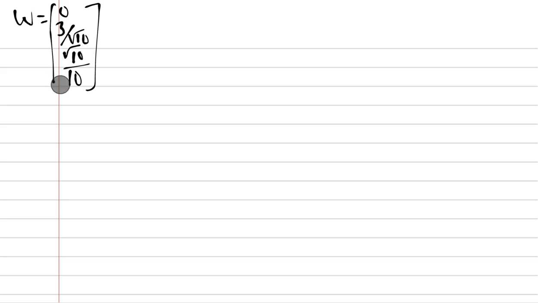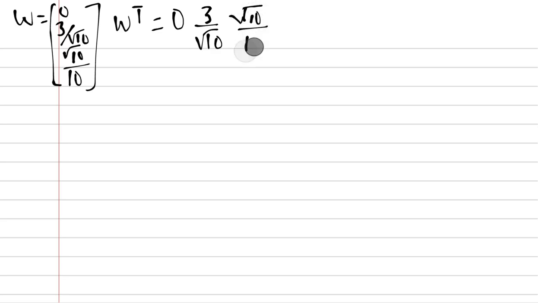Then what will now be the transpose? The transpose will now be 0. Are you seeing that? 0. Then 3 over root 10. Then root 10 over 10. I see. This will be the transpose of our w.